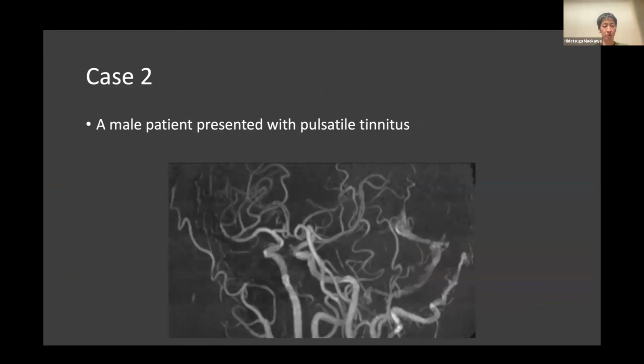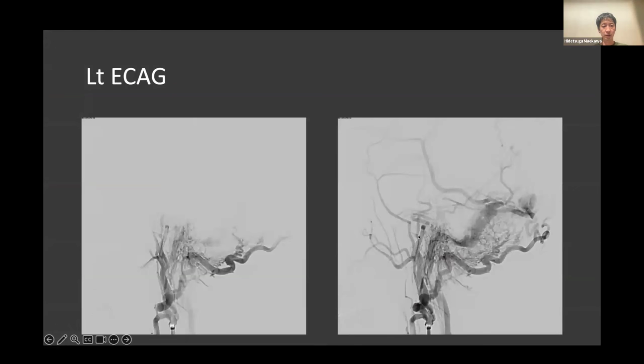So this is the second case, a male patient presented with pulsatile tinnitus, and the MRI showed this vascular lesion here. And this is an external carotid artery injection, demonstrating a dural fistula at the level of the jugular foramen, supplied by the ascending pharyngeal artery, and also the occipital artery supplies the shunt around the sigmoid sinus. And there is a cortical venous reflux into the vein of Labbé and also the superior petrosal sinus.